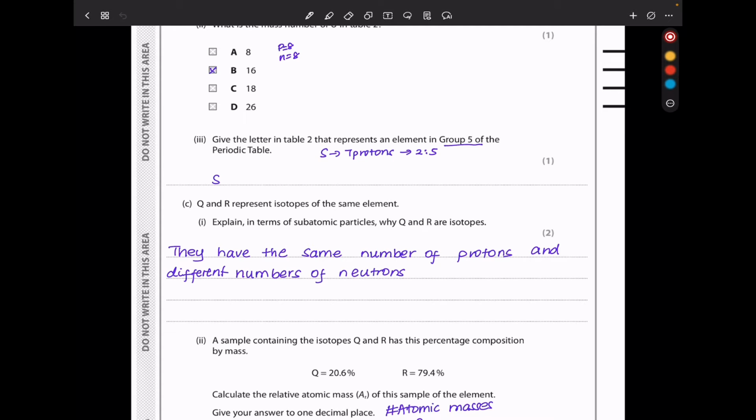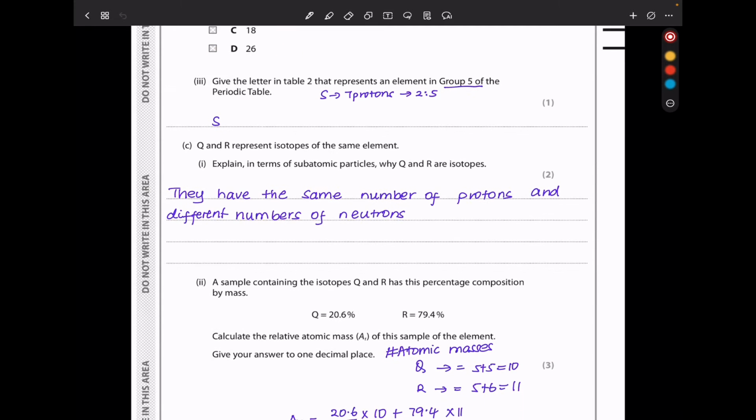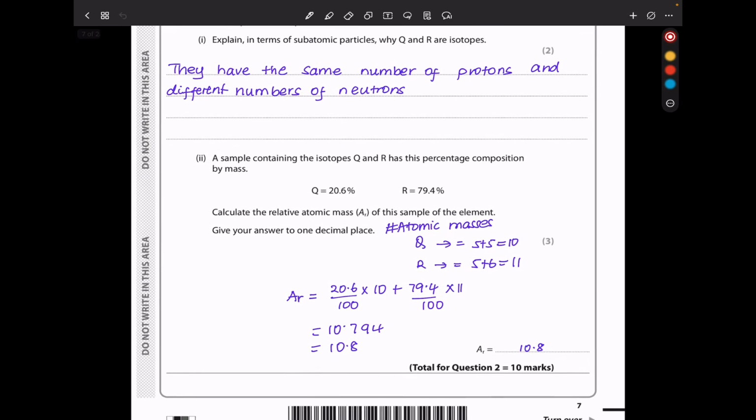In part C, Q and R represent isotopes of the same element. Explain in terms of subatomic particles why Q and R are isotopes. Isotopes are atoms of the same element that have the same number of protons but have different numbers of neutrons. And next they say a sample containing the isotopes Q and R has the percentage composition by mass of 20.6% for Q and 79.4% for R.